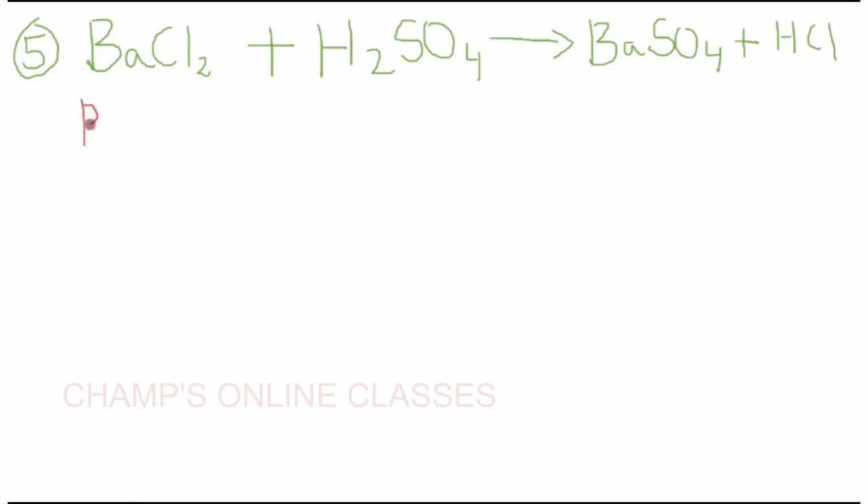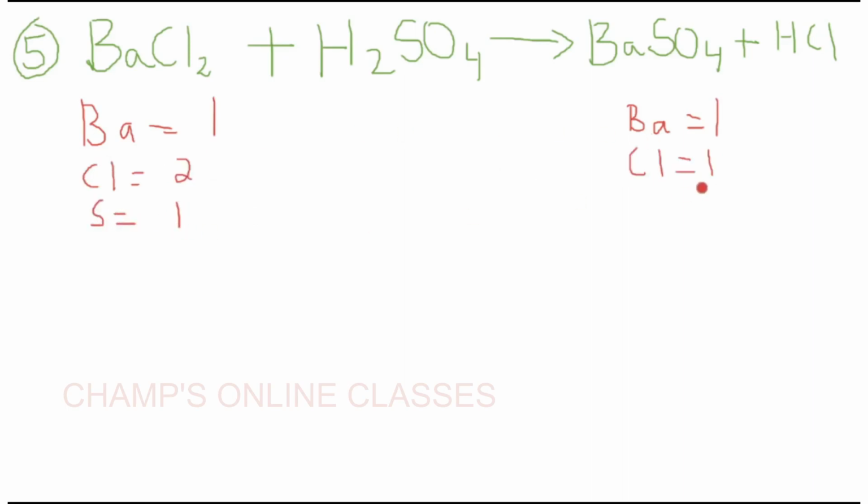On the reactant side, we have barium 1. Even on the product side, we have 1. Always start with the metal, then go on to your non-metals, and then balance oxygen and hydrogen. But here our metal is already balanced, so let's see the non-metal. Chlorine. Chlorine is 2. Here on the product side there is only 1 chlorine. So we have to balance that.